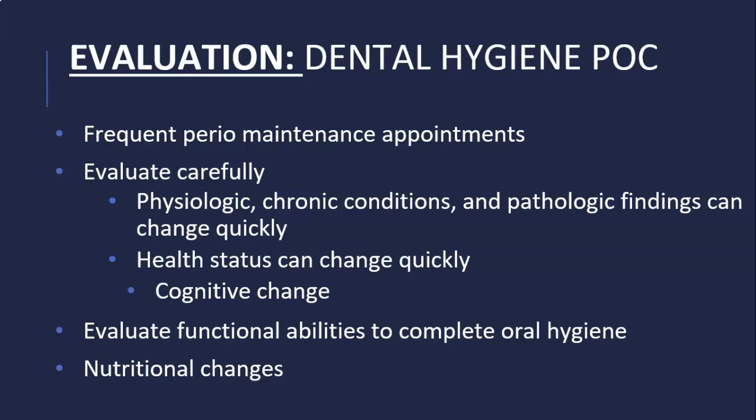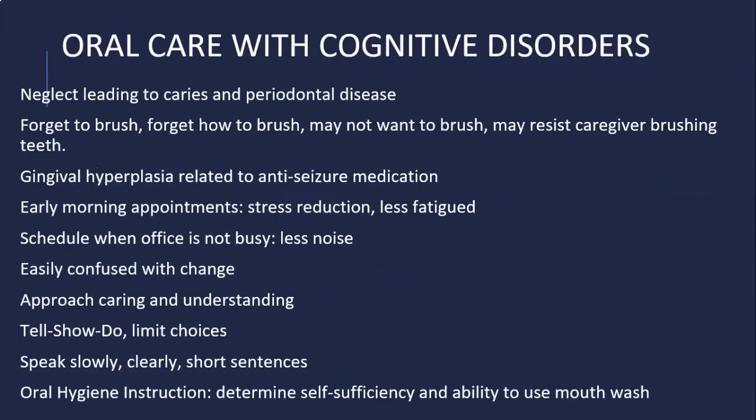Evaluate functional abilities to complete their oral hygiene and nutritional changes. So we're just paying attention and noting changes as your patients age. With cognitive disorders, we see things like neglect leading to caries and perio, forgetting to do the oral hygiene. We see changes in the gingiva from medications.